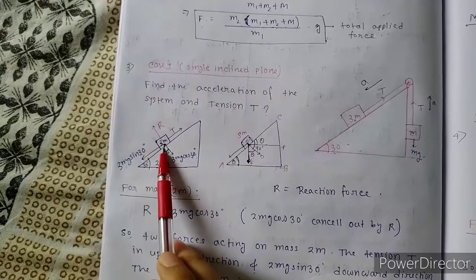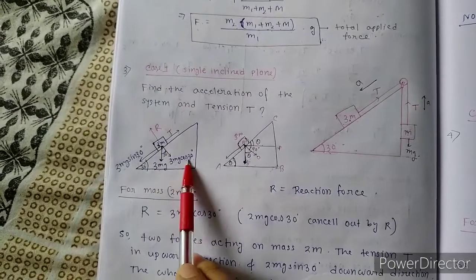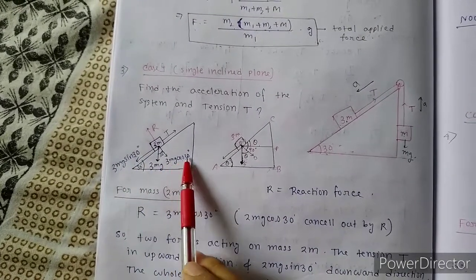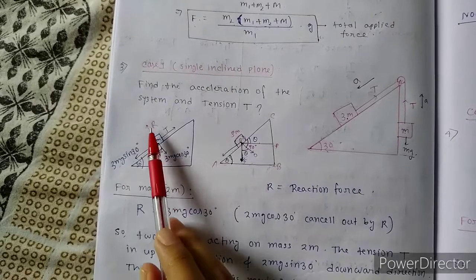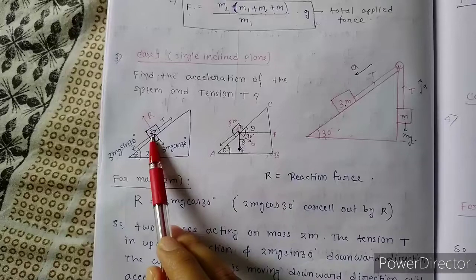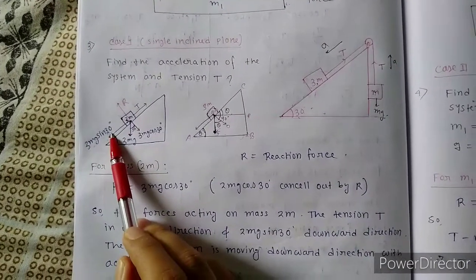Now for the mass 3m, we get the two components, 3mg cos 30 degrees and 3mg sin 30 degrees. 3mg cos 30 degrees is cancelled out by the reaction force R. So the two forces acting on the mass 3m are one, tension T, and the other, 3mg sin 30 degrees.